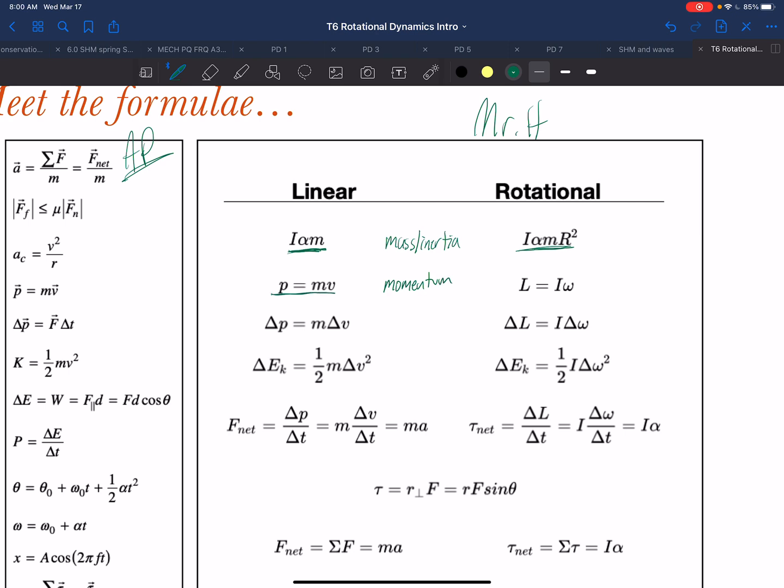P equals mv. And similarly, the angular momentum, L, is equal to the equivalent of mass, the rotational inertia, times the angular velocity. And this one has a special name, the angular momentum. And we can look at the change in momentum. Delta P is m delta v. So, of course, the change in rotational momentum will be due to a change in the rotational velocity.